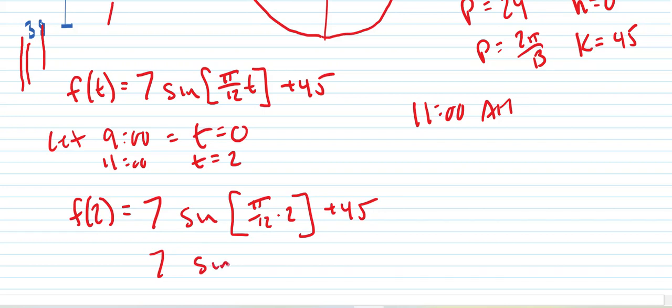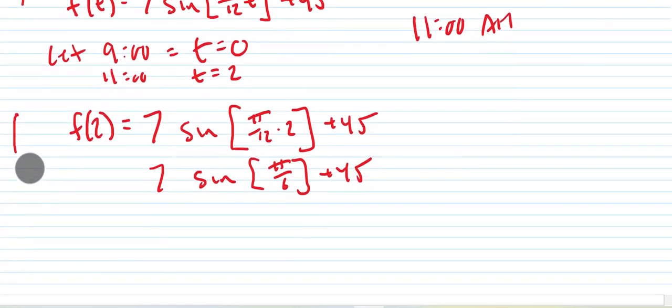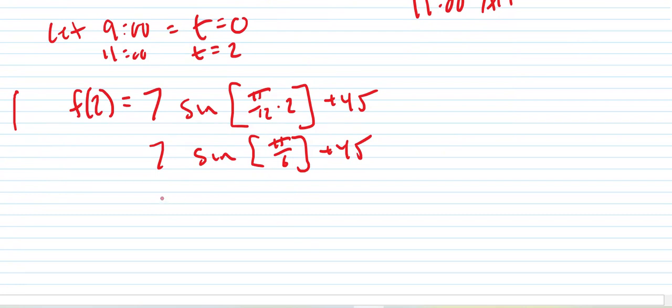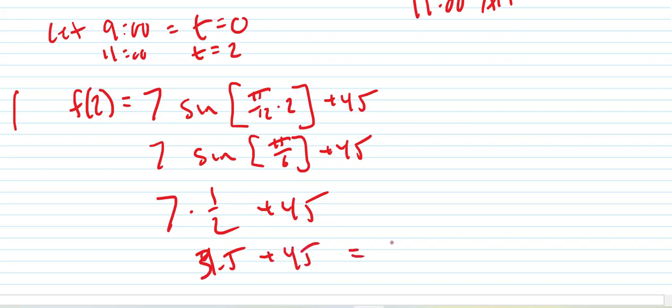7 times the sine of pi over 12 times 2, which is pi over 6. That's one we know, because sine of pi over 6 is 1/2. So we have 7 times 1/2 plus 45, which is 3.5 plus 45, which is equal to 48.5. So at 11 a.m., the temperature is 48.5 degrees. All right, that was problem number 6. I hope you found that helpful.